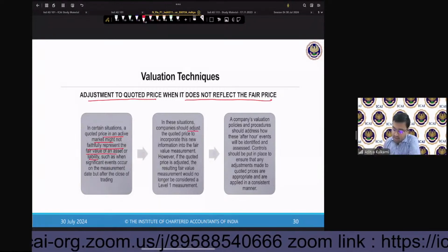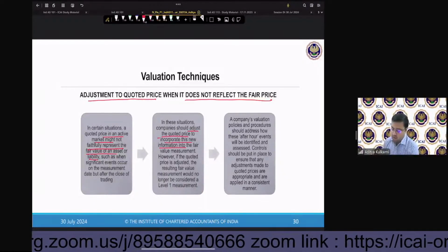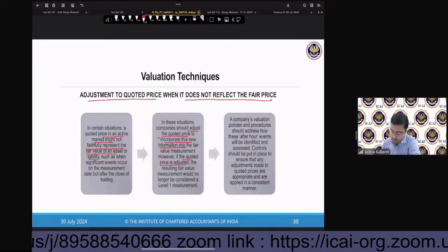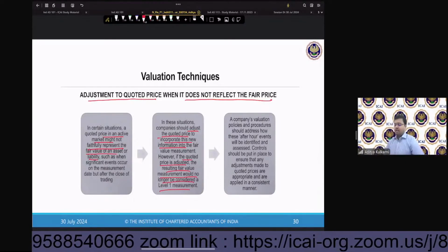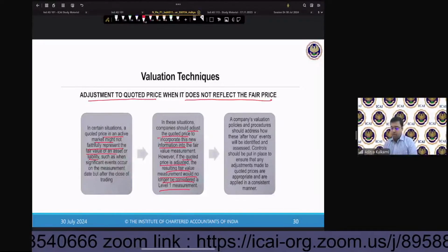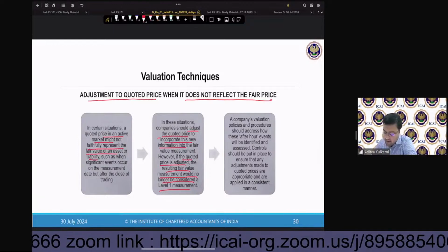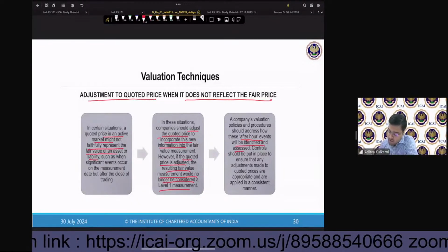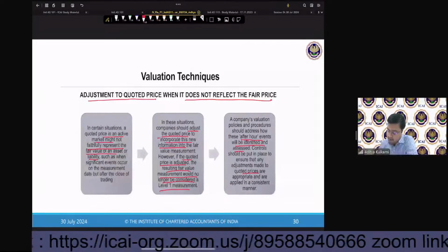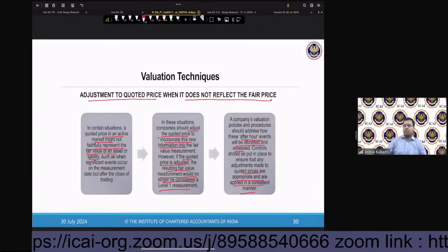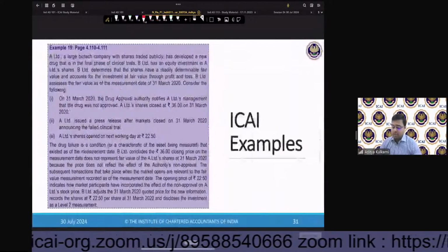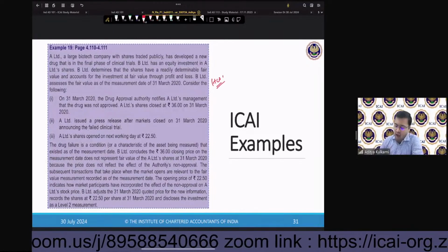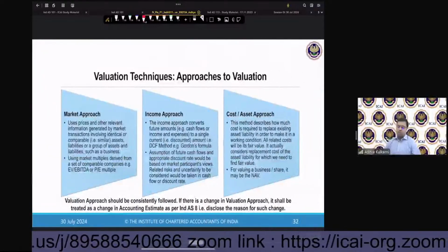In these situations, just adjust the quoted price to incorporate this new information into the fair value measure. If the quoted price is adjusted, the resulting fair value would no longer be considered a level 1 measure. Companies' valuation policies and procedures should address how these after-the-fact events will be identified and assessed. Controls should be put in place to ensure that any adjustments made to quoted prices are appropriate and applied in a consistent manner. So this cannot be a level 1 input any longer. Are we okay with this? So go through this for homework, same as what we discussed.